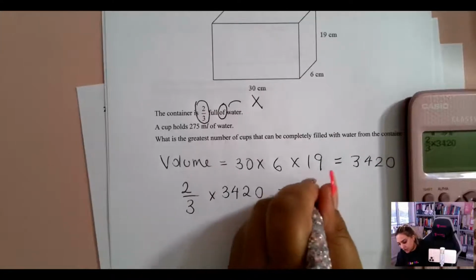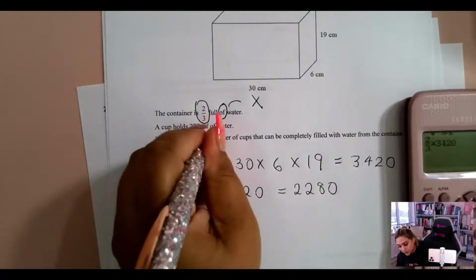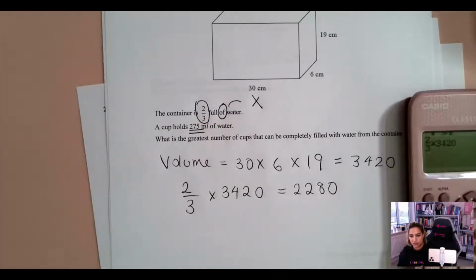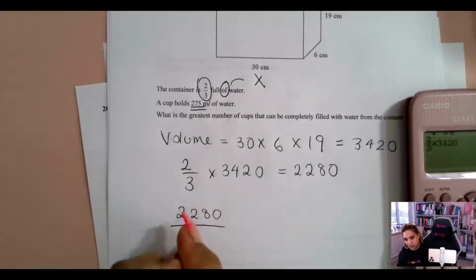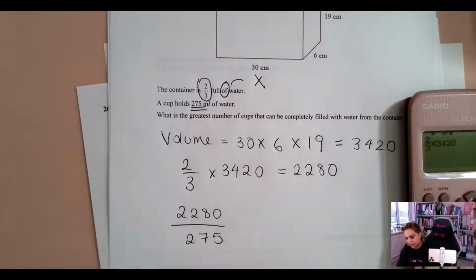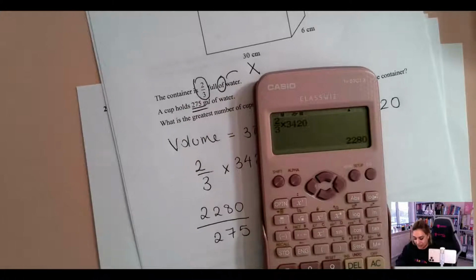So it's 2280. We know that 1 cup holds 275. So we're going to take that 2280 and divide it by 275. It's already in my calculator. I don't need to delete and retype. I just hit the divide button, which is also what the fraction means, and put 275, hit equals.